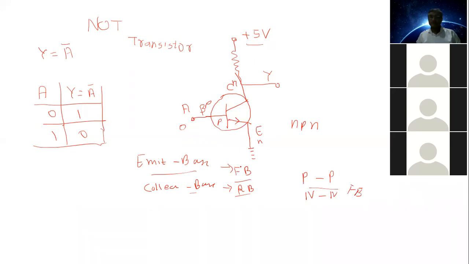No, it is not forward biased. The emitter base junction will not be forward biased, that's why the transistor remains off. Now in this case the transistor remains off and therefore this plus 5 volt goes to Y, and hence Y is equal to 1.